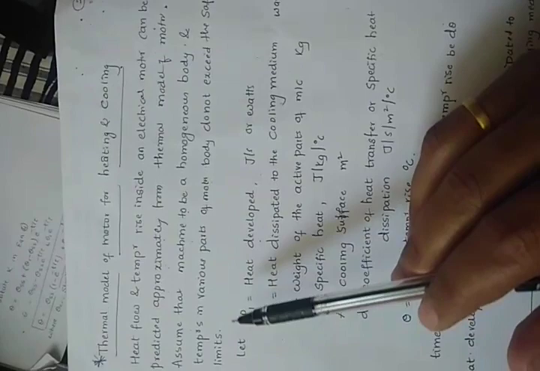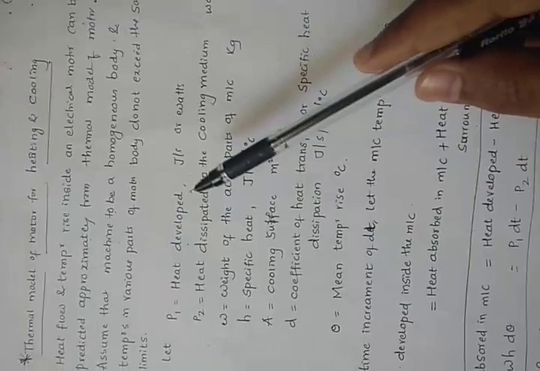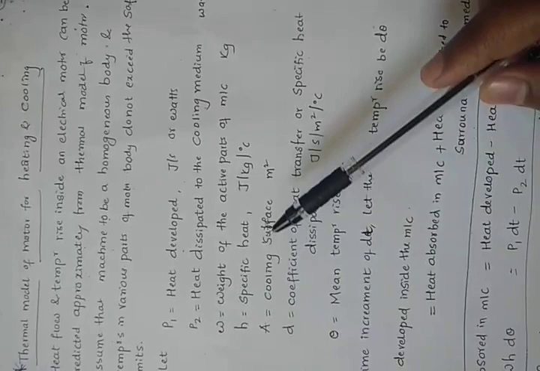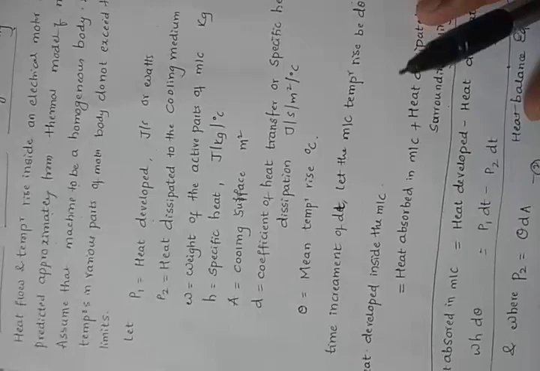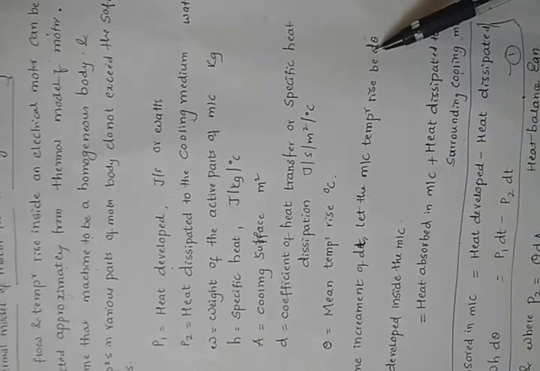So some things we have to study here. What are those? P1 means heat developed, P2 means heat dissipated, W is the weight of the active part of the machine, H is the specific heat, A is the cooling surface, D is the coefficient of heat transfer, theta is the mean temperature rise here. The next thing is the time increment dt. For a time dt, the temperature rise is d theta. That we have to assume here.